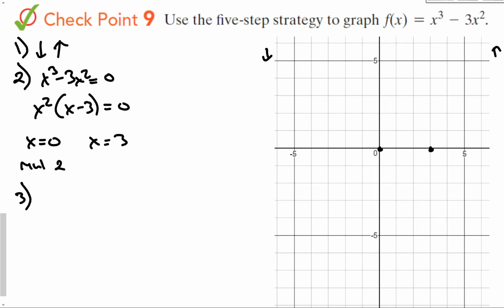3. Y-intercept. Find f of 0. Well, that's 0 to the third power minus 3 times 0 squared, which is 0. So I can kind of see that on the graph, that I really didn't have to do that one, but we can see that 0 not only is an x-intercept, it's a y-intercept.